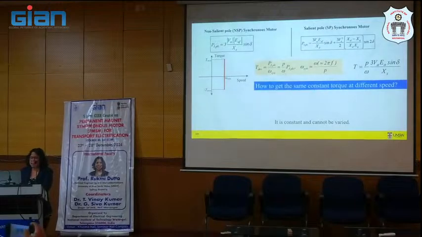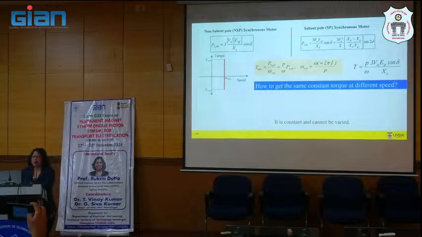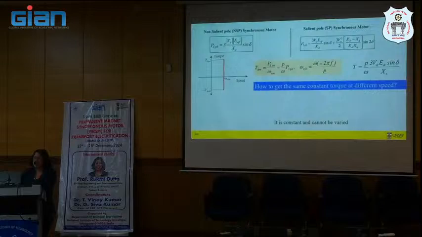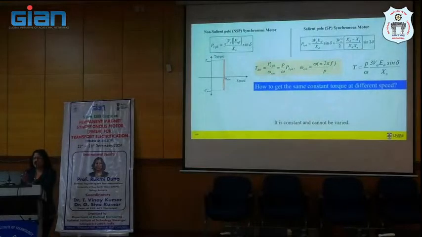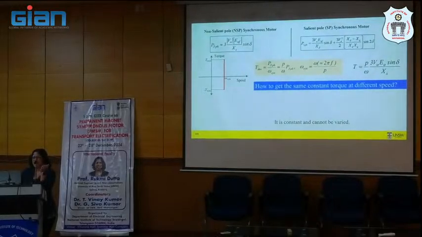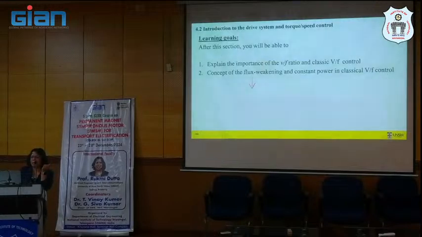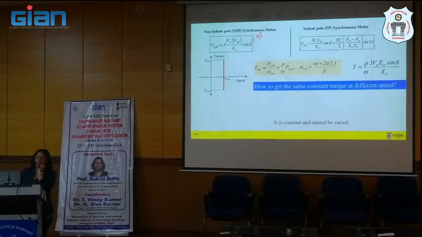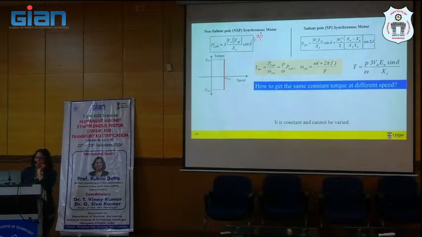So let's look at this power and torque equation that we have discussed previously, this is the classic equations, right? And in this classic equation, perhaps most of you know that you can get a constant maximum torque in synchronous machine. If the delta angle is 90 degree, we get the maximum torque, right? In a cylindrical or non-salient pole synchronous machine.